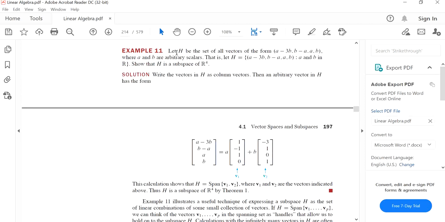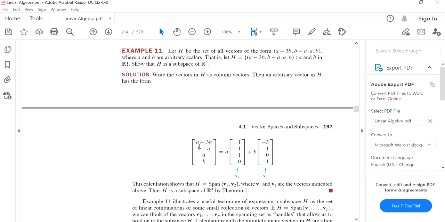In this example, let H be the set of all vectors of the form a minus 3b, b minus a and b. So basically these are the entries of the different rows of the vector, and a and b are in R. So we have to show that H is a subspace of R4.